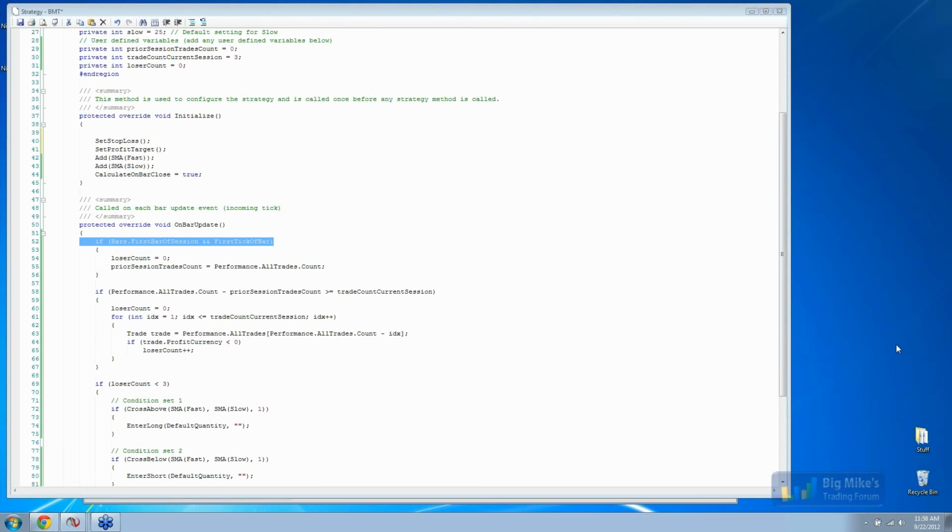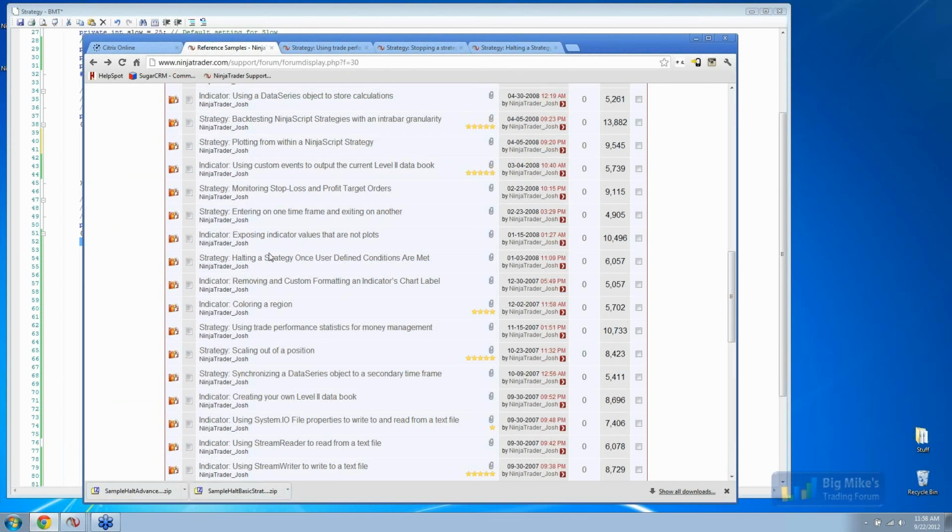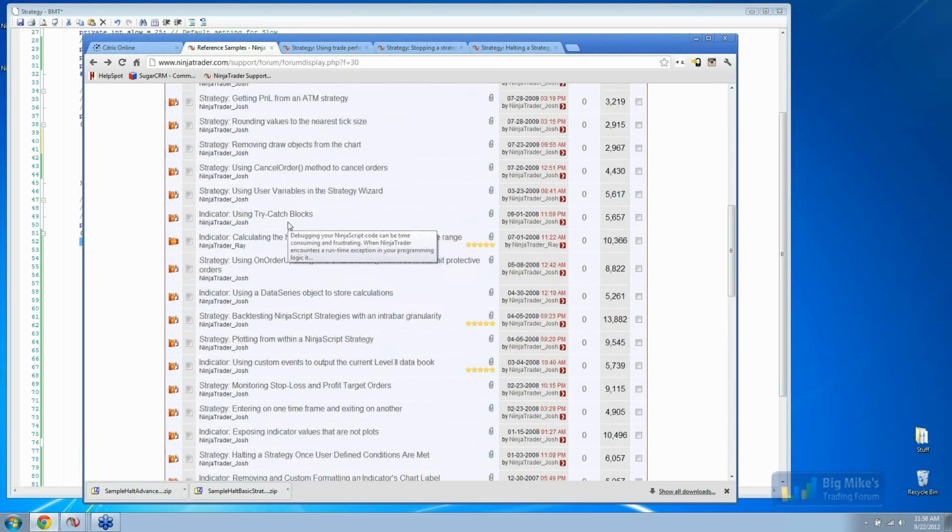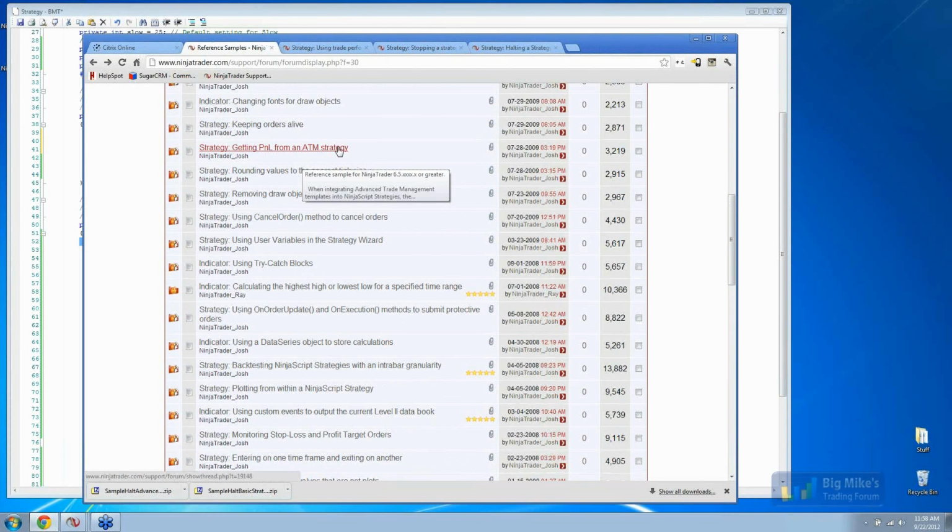Xavier, if you're referring to discretionary trading, if your discretionary trader is running off of an ATM strategy, you can use a NinjaScript strategy to monitor that and run whatever code you need off of that. To do that, there's a reference sample up here somewhere. Let me find it. Getting P&L from an ATM strategy. This reference sample would be the one that you want to look at, Xavier.